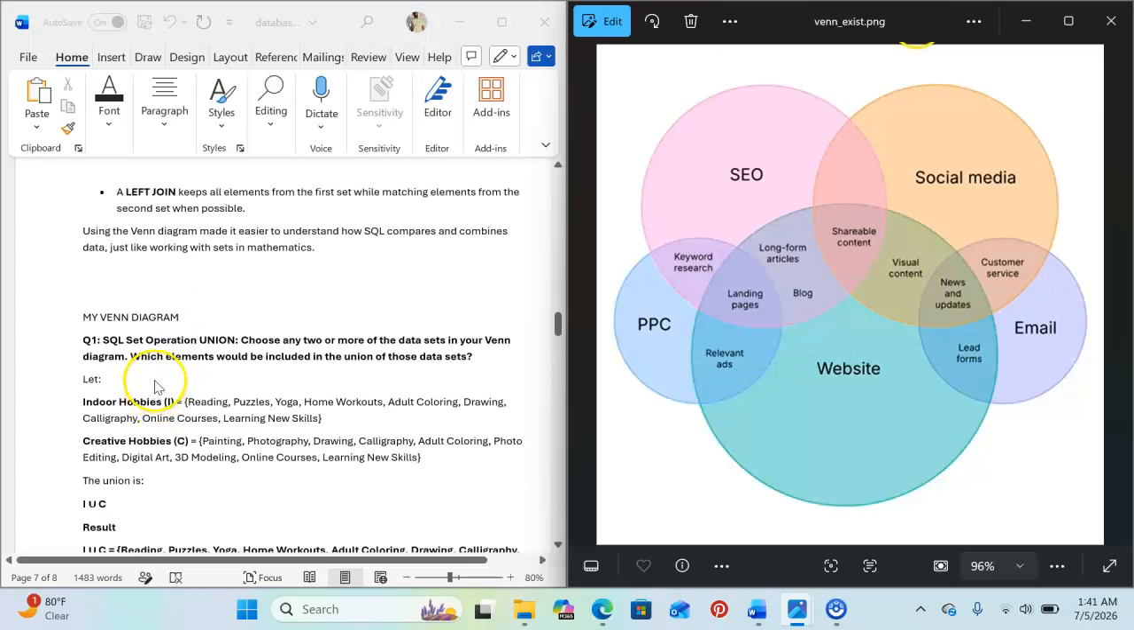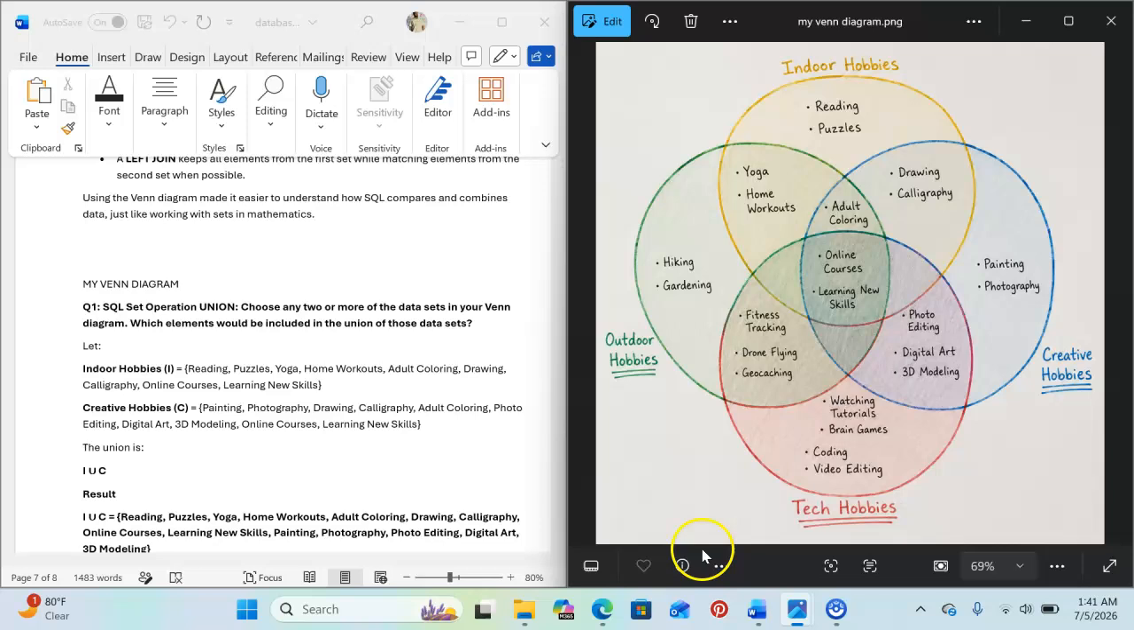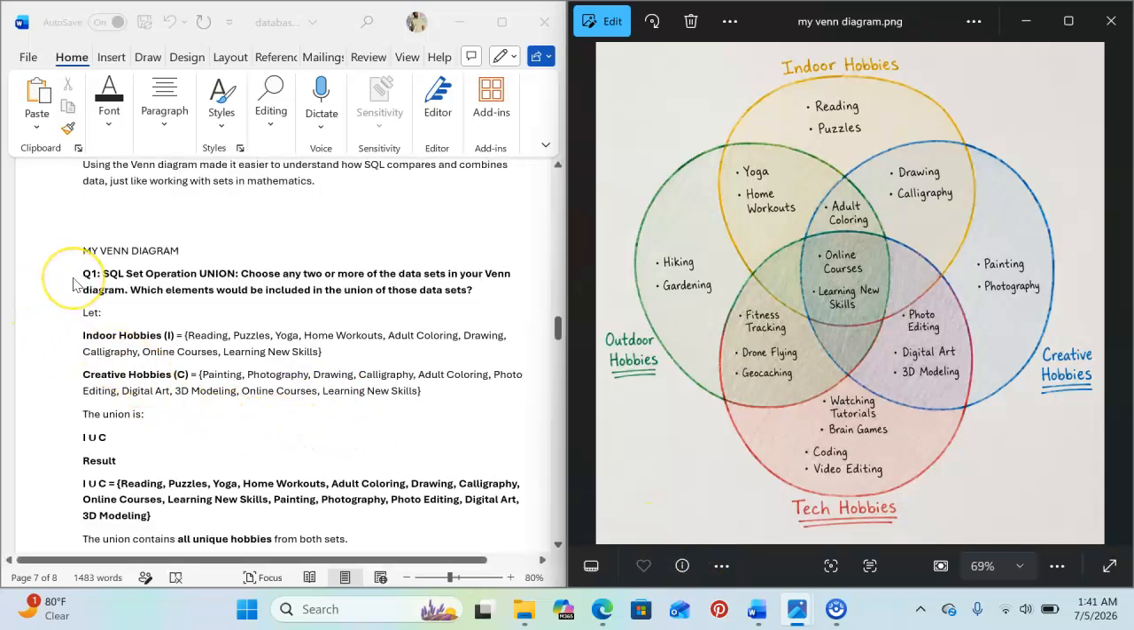One member representing different data sets. So we will then move on to my Venn diagram. So this is my Venn diagram. On my Venn diagram, the first question is SQL set union.